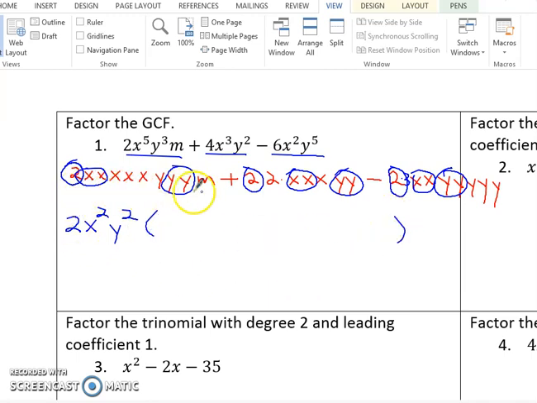So I pull out the circled pieces from the one term. And then from here, what goes inside our parentheses is everything that we didn't circle, essentially. So we have 3 x's, a y, and an m in the first, and then we have plus 2x minus, there's a 3 there, and then y to the third power. That's it.